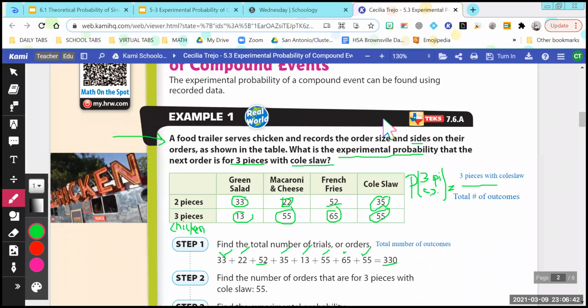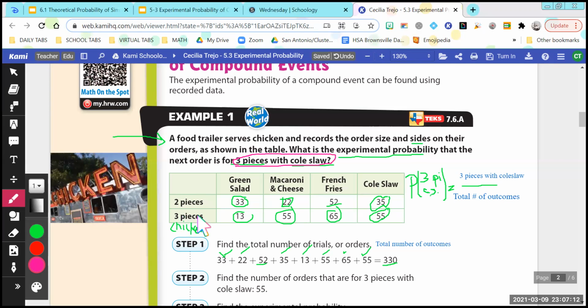Okay, so now we know the total number of outcomes is 330. So that's my denominator. Now I need to find, I'm gonna choose a different color. Out of those 330, how many customers or how many orders were with three pieces and a coleslaw? So I'm gonna have to match up the three pieces and the coleslaw together to see which one hit, right? So I'm gonna look for three pieces.